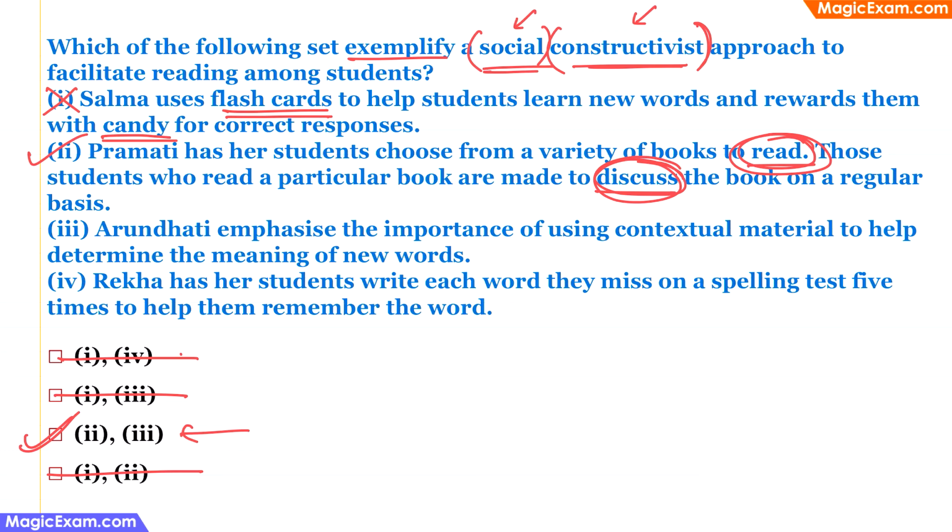The next one is, Arundhati emphasizes the importance of using contextual material to help determine the meaning of new words. Here, if she has to teach the word ostrich, she does not just give the spelling of ostrich, right? She will explain what the ostrich is all about. She will then give the spelling, and she will also probably show some pictures or videos of an ostrich, and if possible, she will take the children to a zoo so that they can actually see in real life what an ostrich is all about.